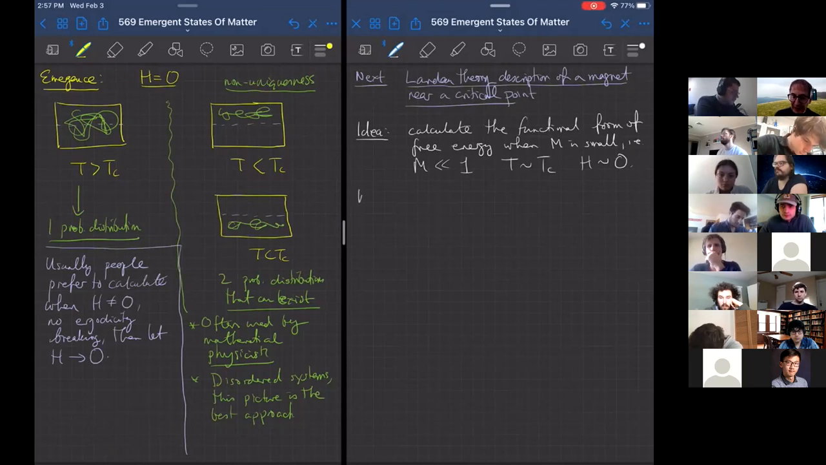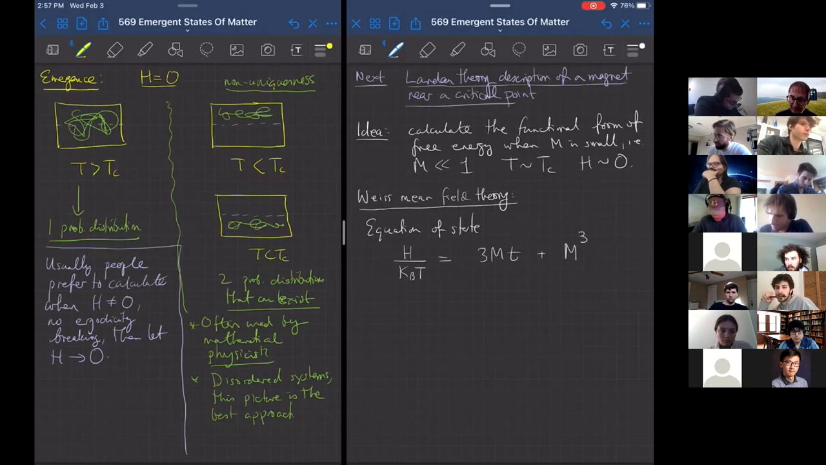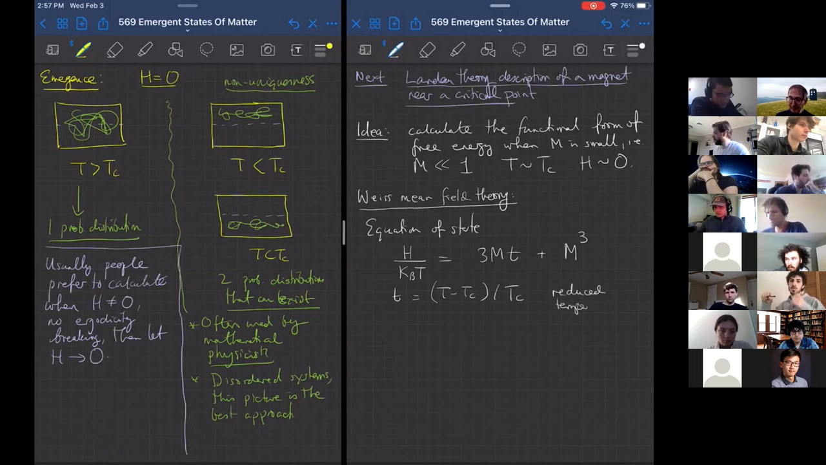So in mean field theory, let me just say Weiss mean field theory, the simplest version of it, what you get is the equation of state looks like this. So this is the magnetization very close to the critical point. So this is called the reduced temperature. And so this is for a magnet.